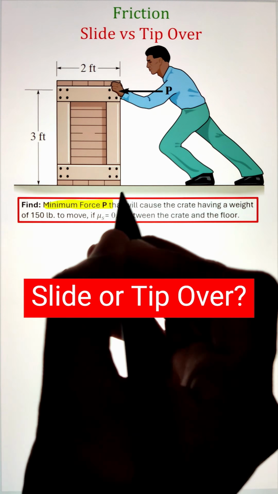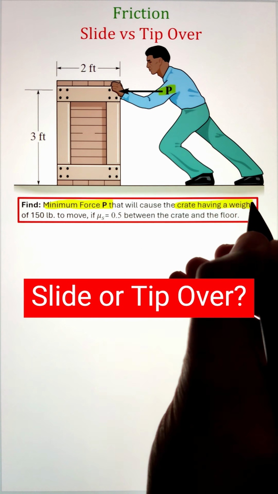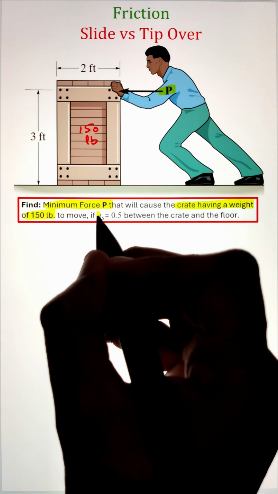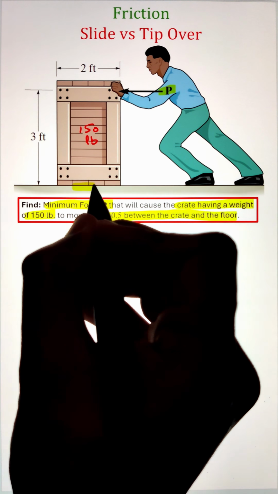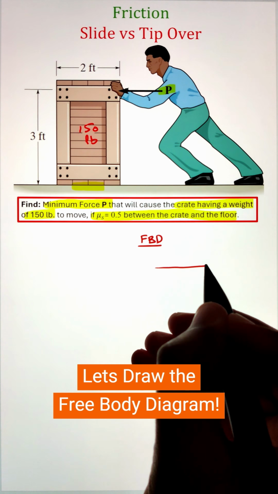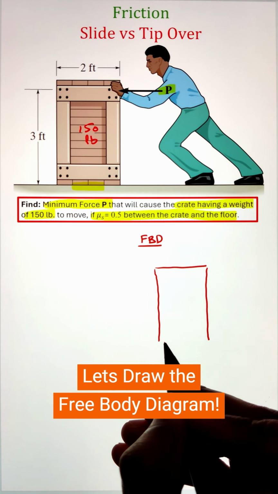In order to find the minimum force P that will cause the crate having the weight of 150 pounds to move, where the coefficient of static friction between the crate and the floor is given to us as 0.5, we can start by first developing the free body diagram and listing down all the loads acting on it.